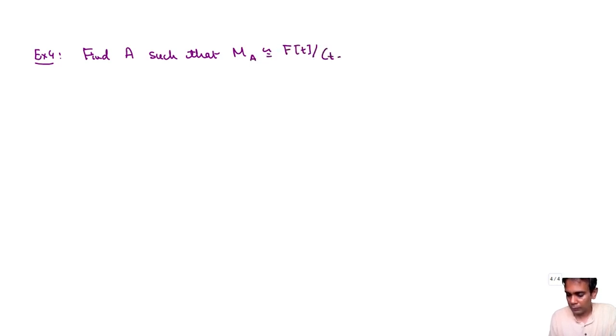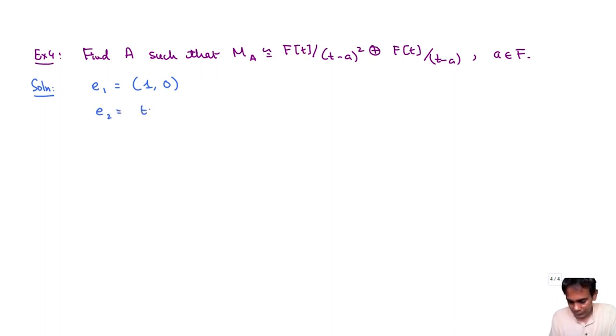Okay, now let's look at a fourth exercise. Find A such that M_A is isomorphic to F[T] mod (T minus a) whole squared plus F[T] mod (T minus a), where a is some element of F. The way I'll solve this, I will take my basis e1 to be (1, 0), that is the 1 of the first summand, e2 to be (T minus a, 0), and then I'll take e3 to be (0, 1).